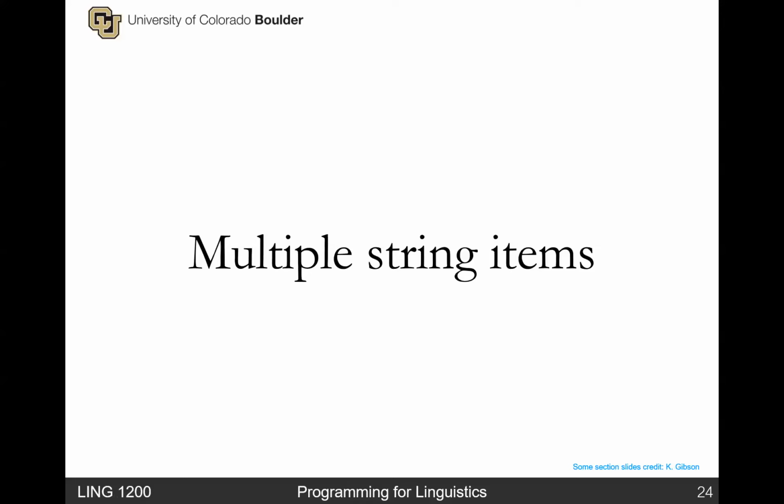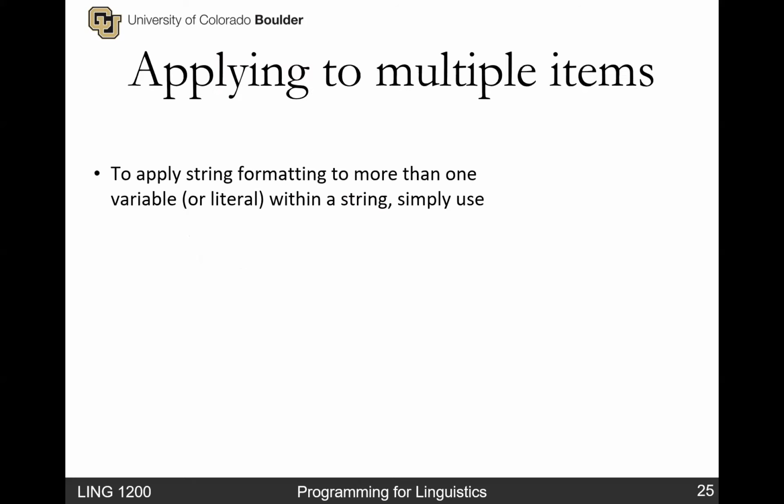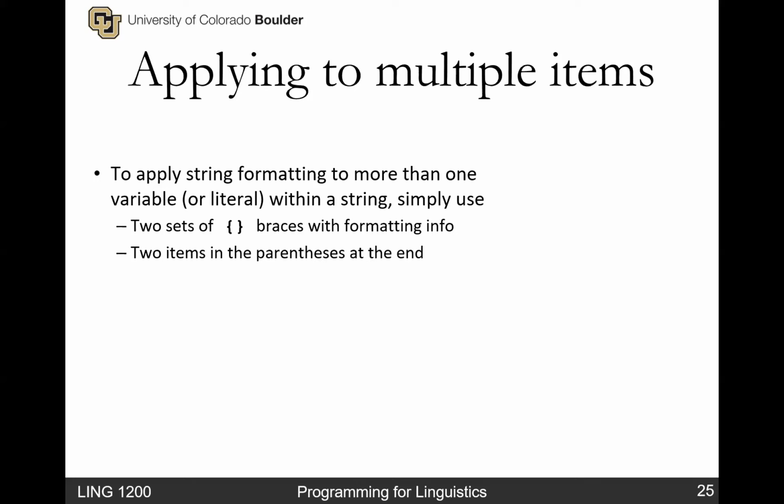All right, so we learned about formatting strings, and now let's get a little bit fancier with this and learn about how to format strings when you have multiple things that you want to format in the strings. It's actually pretty simple. So you simply apply the string formatting to more than one item by using two sets. Let's say you have two things. Then you would use two sets of braces with the formatting information in it. And then you put two items in the parentheses at the end.